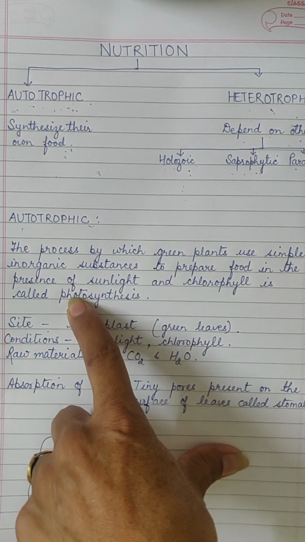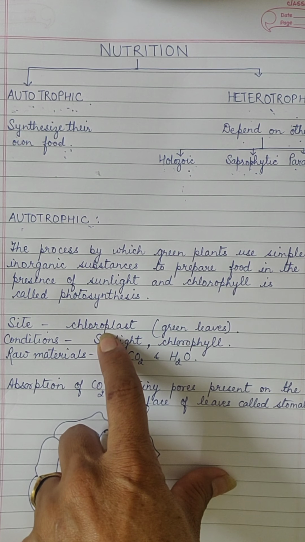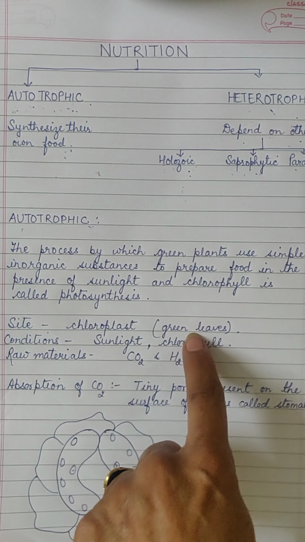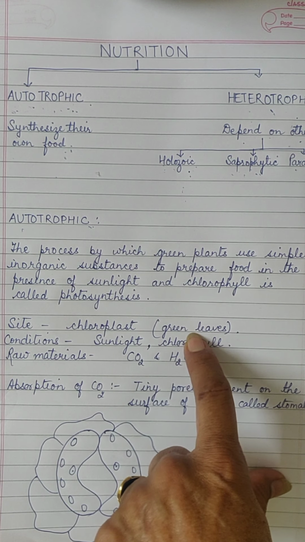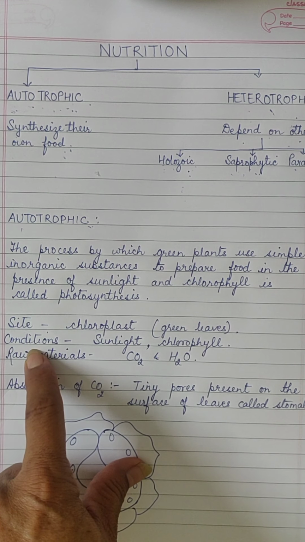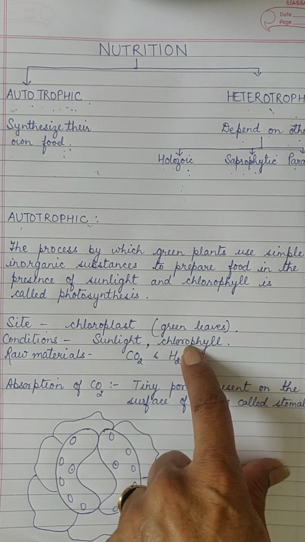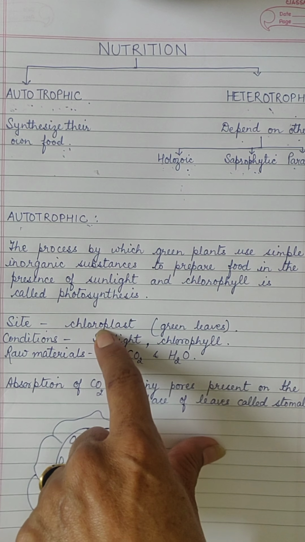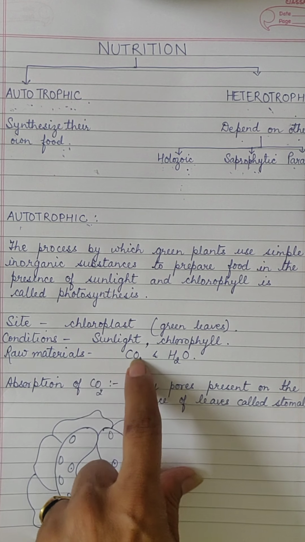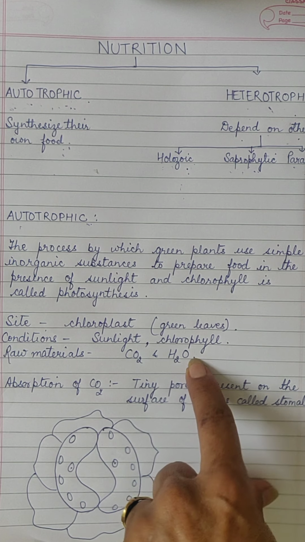Okay. So where does it occur in a plant? The site of photosynthesis is the chloroplasts, the cell organelle found in the parenchyma of green leaves. Okay. The conditions in which photosynthesis will take place: presence of sunlight is mandatory, and so is the presence of chlorophyll, the green pigment present in chloroplast. Okay. What are the raw materials that the plants will use to make their food? Carbon dioxide and water. How will a plant obtain carbon dioxide and water?